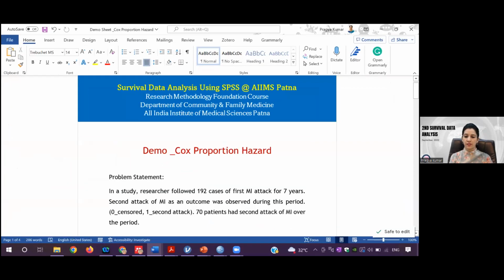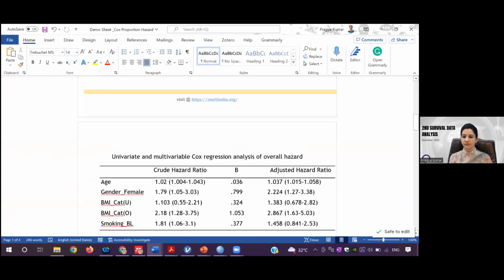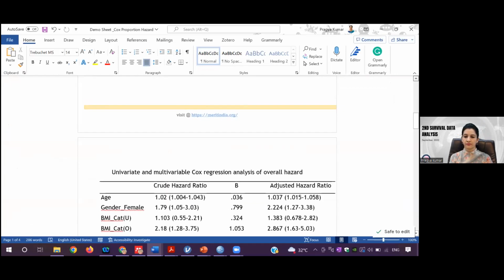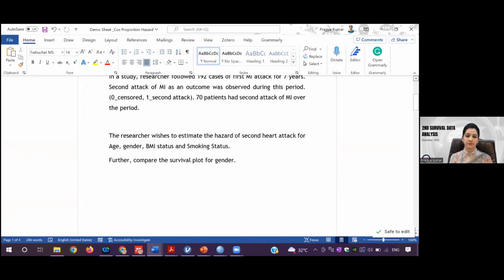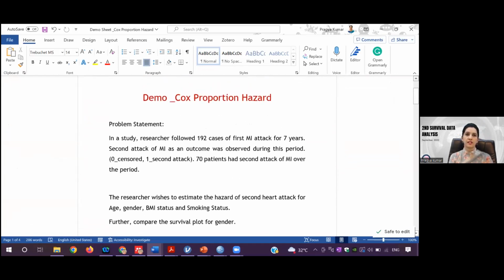So this is the question. In a study, the researcher followed 192 cases. Again, this is the same problem which we have been discussing for the last 2 sessions. 192 cases of first MI attack over 7 years. Second attack of MI as an outcome was observed during this period. 0 was censored and 1 was a second attack. 70 patients had a second attack of MI over this period.